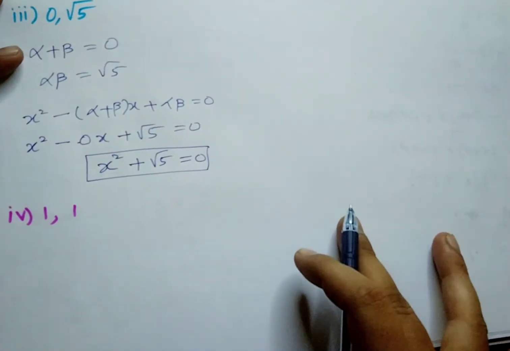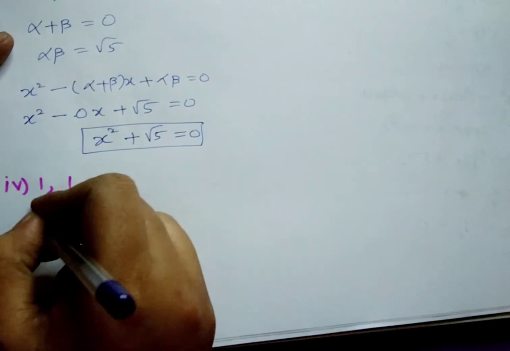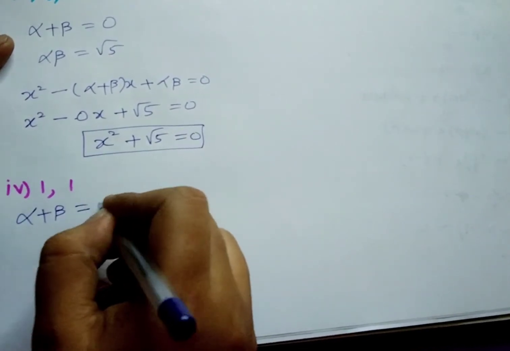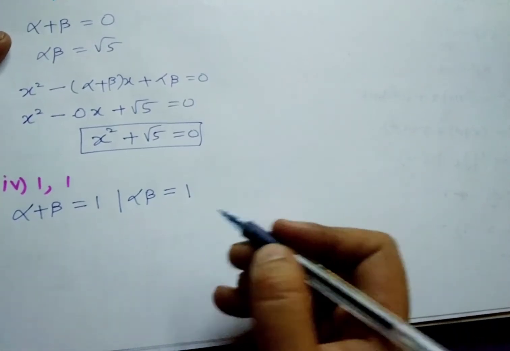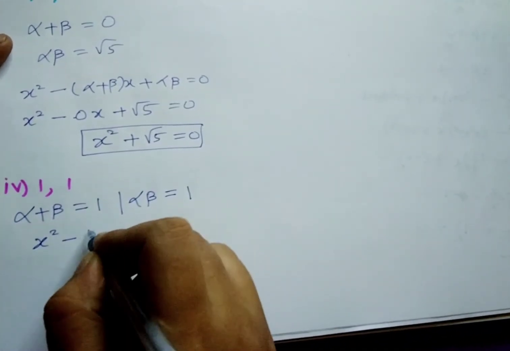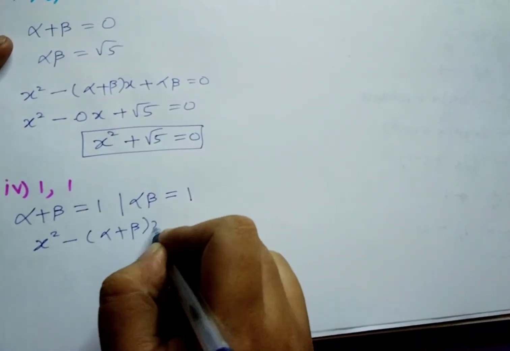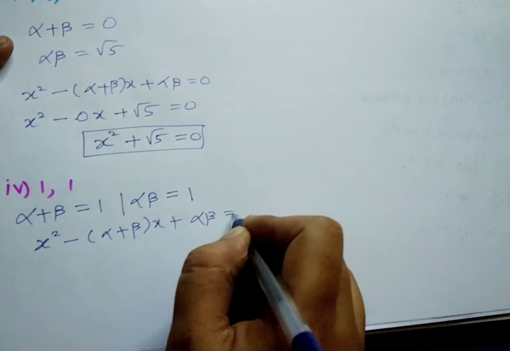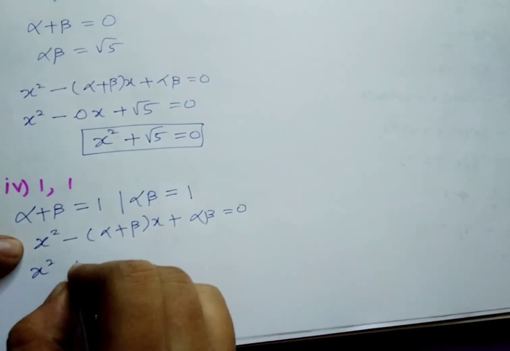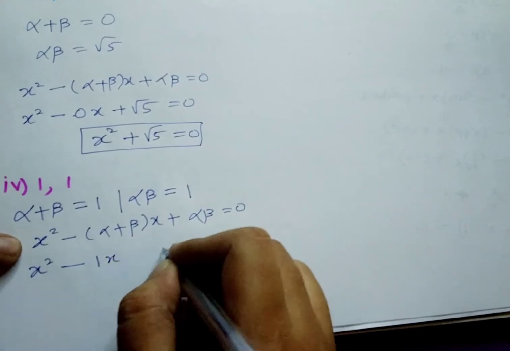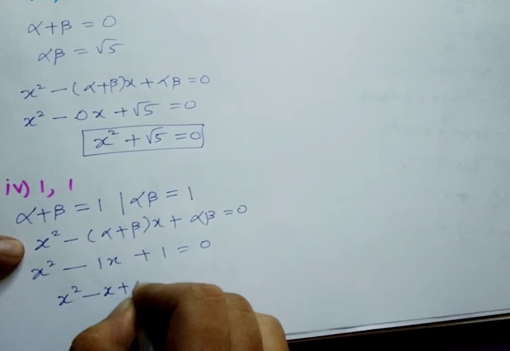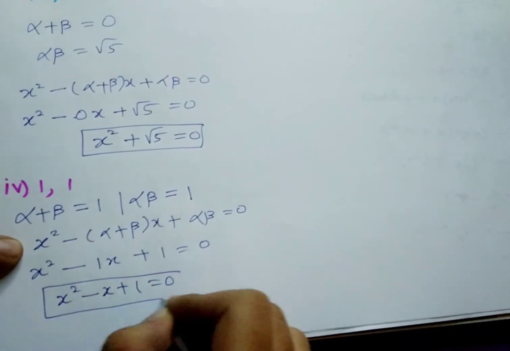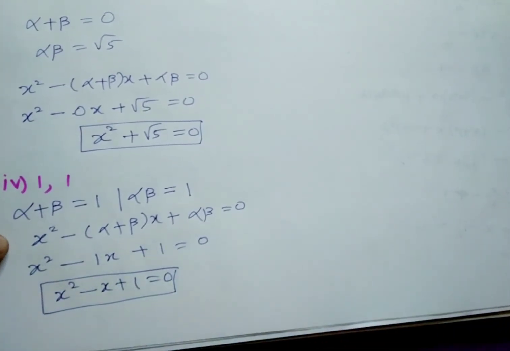Fourth subdivision, they have given 1 as alpha plus beta, the sum of zeros, and product of zeros, alpha into beta, also 1. When we substitute in the formula, x square minus sum of zeros into x plus product of zeros equal to 0, we get x square minus 1 into x plus 1 equal to 0, or x square minus x plus 1 equal to 0. If it is not in fraction, LCM is not required.